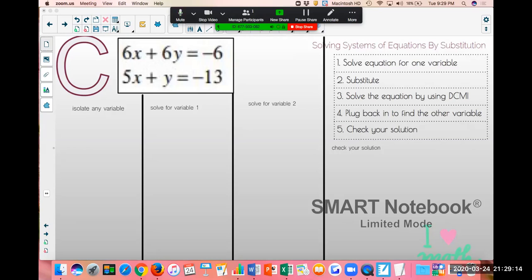Before we get started, as we said before, step one is to try to isolate your variable. So I'm going to have it y.